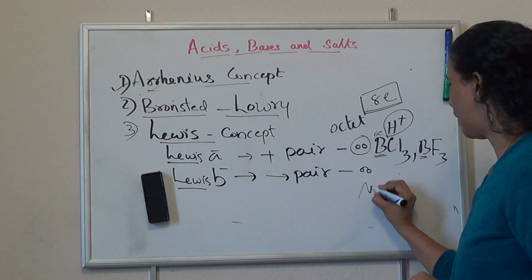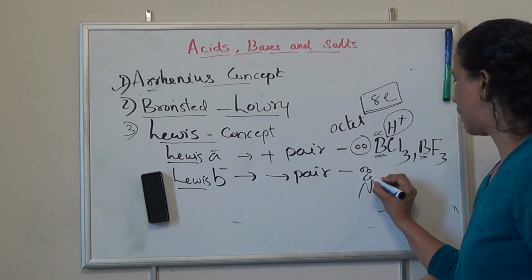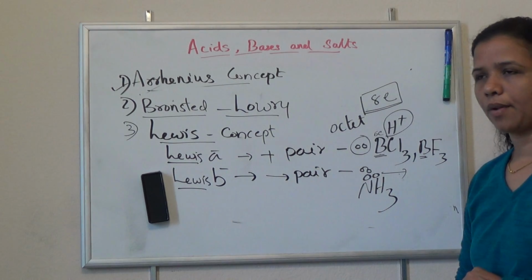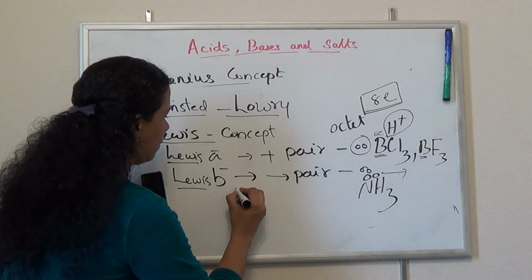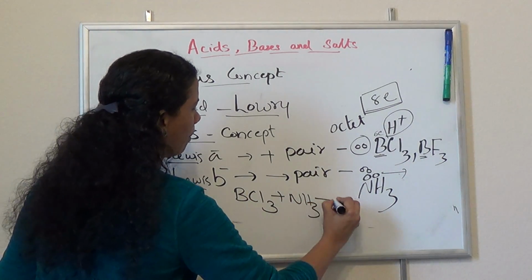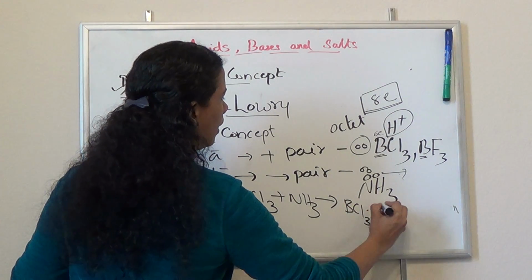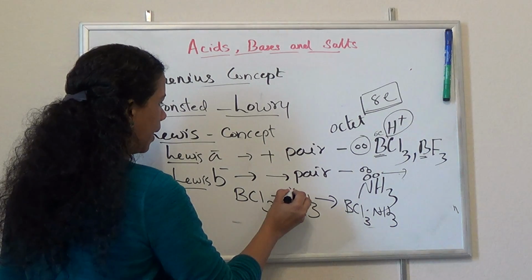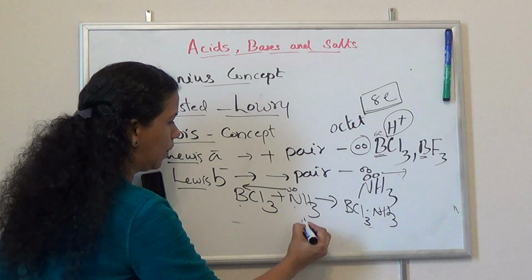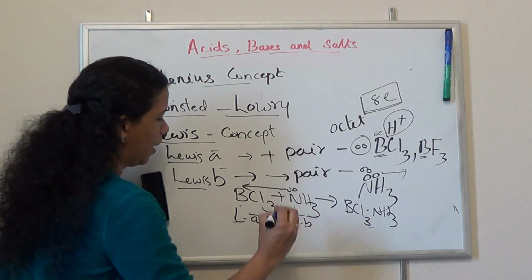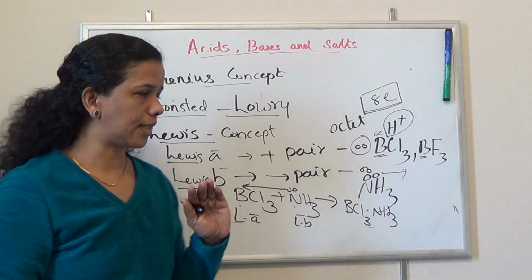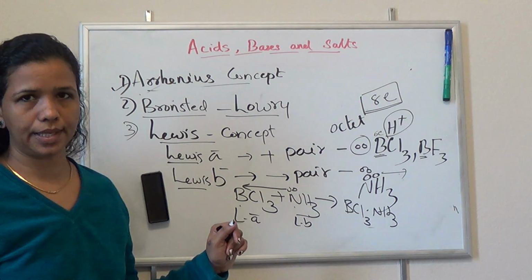Then Lewis base. A very good example for a Lewis base is ammonia. It contains one lone pair of electrons, so it can give one pair of electrons. So it is acting as a Lewis base. For example, when BCl3 combines with NH3, it will form a compound, BCl3·NH3. Here the lone pair is given by ammonia and accepted by BCl3. So this is a Lewis base and this is a Lewis acid. Like that, all organic compounds like amines come under the definition of Lewis bases.